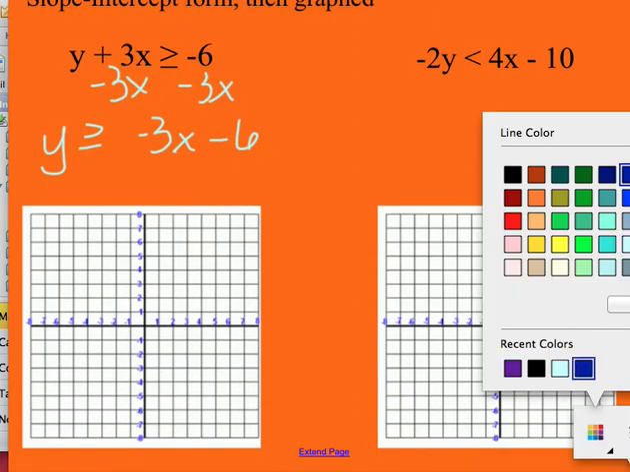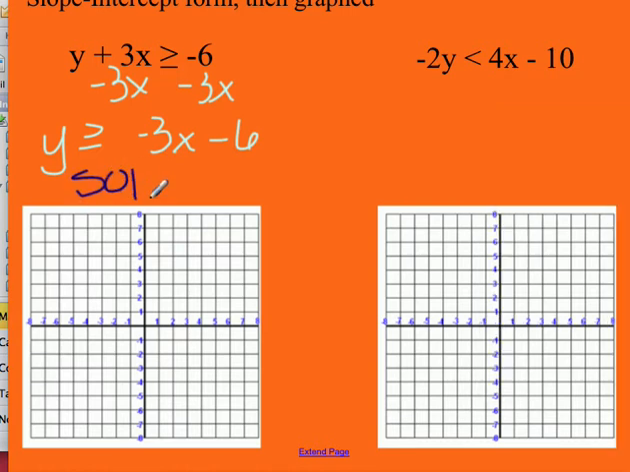So I see that there's a solid line underneath, so I know that my line needs to be solid. And I also see that the alligator's facing the y, so I know that it needs to shade up. So we're crossing the y-axis at -6, which is down here. And then from there, my slope is -3, which is the same as -3 over 1. Well, I can't go down 3. So what I'm going to do is go up 1, 2, 3, and go left. And I'm going to graph that with a solid line.